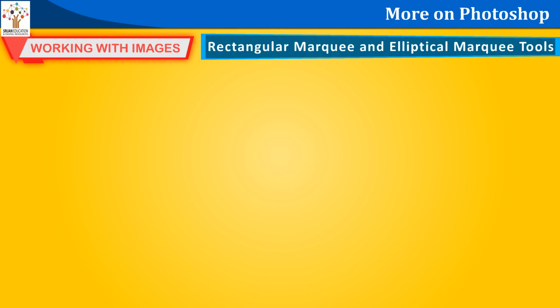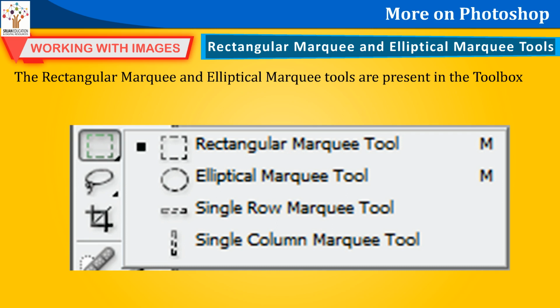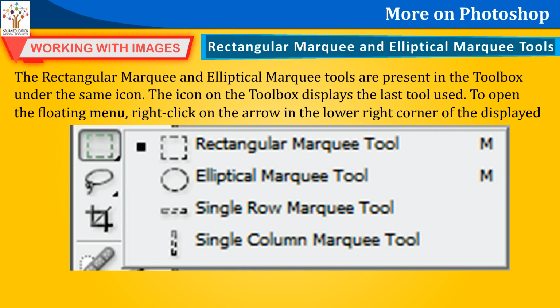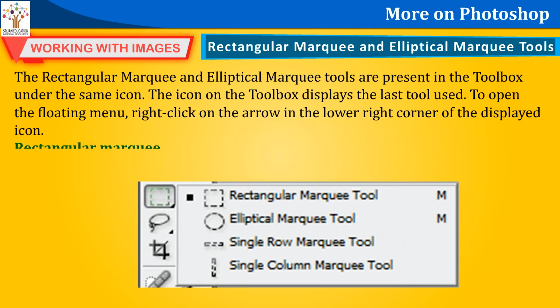Rectangular marquee and elliptical marquee tools. The rectangular marquee and elliptical marquee tools are present in the toolbox under the same icon. The icon on the toolbox displays the last tool used. To open the floating menu, right-click on the arrow in the lower right corner of the displayed icon.